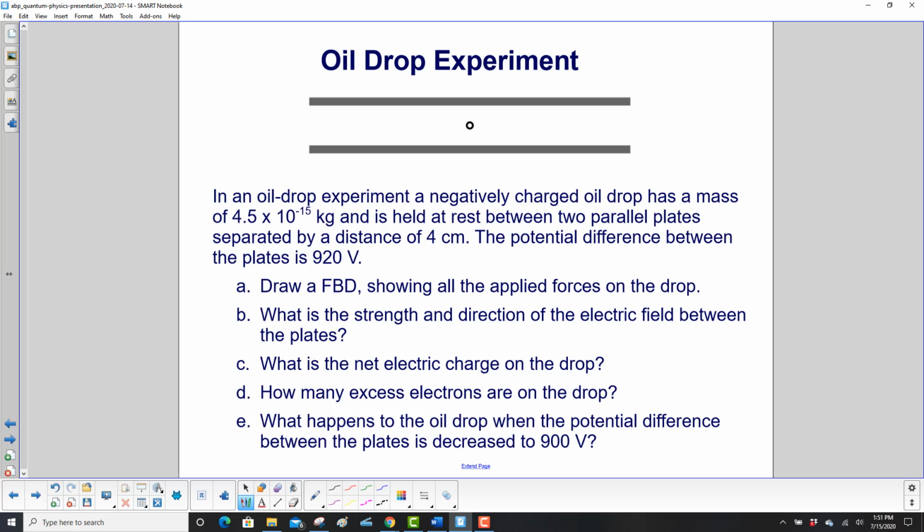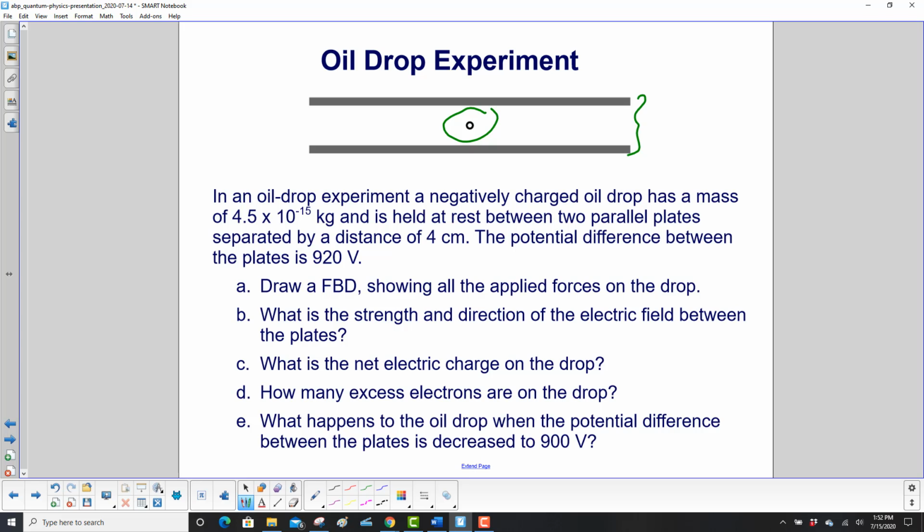In an oil drop experiment, a negatively charged oil drop, right over here, has a mass of 4.5 times 10 to the minus 15 kilograms and is held at rest between two parallel plates separated by a distance of 4 centimeters. The potential difference between the plates is 920 volts.